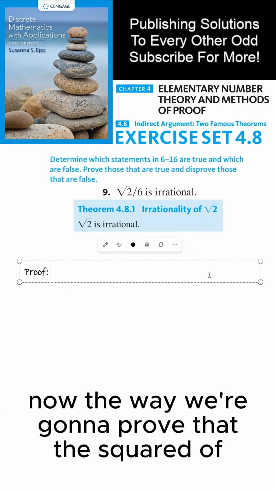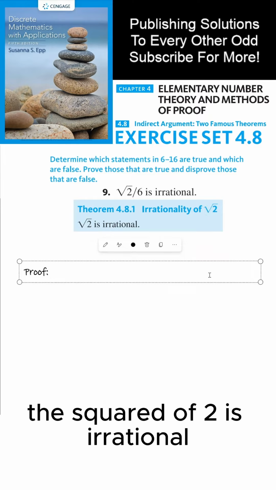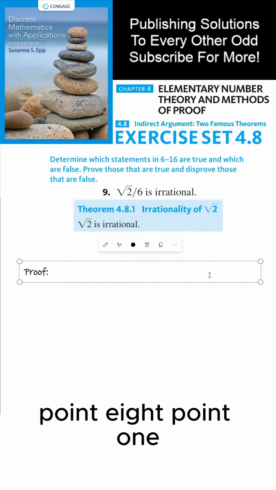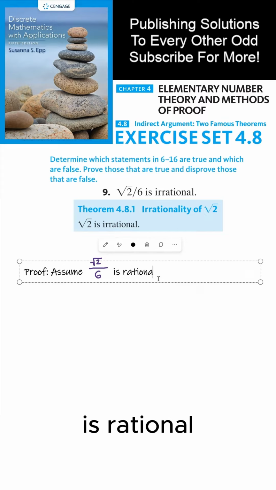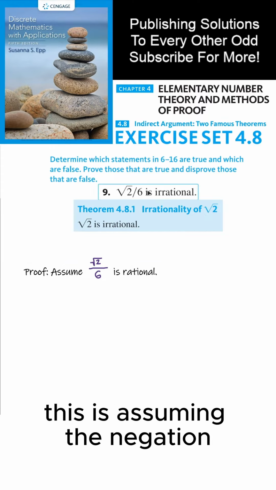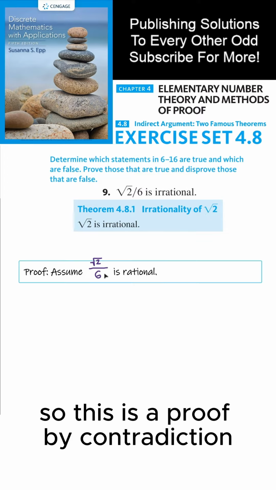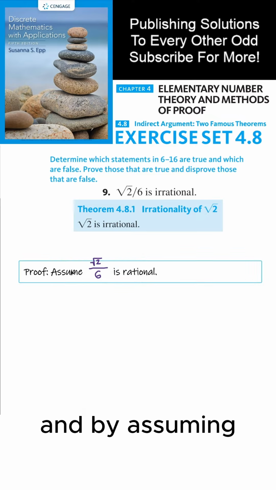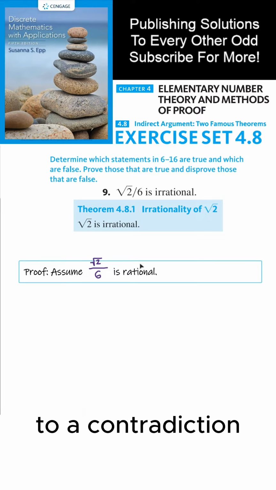The way we're going to prove that the square root of 2 divided by 6 is irrational is very similar to the proof of how the square root of 2 is irrational, which is found in the proof of Theorem 4.8.1. We're going to assume that the square root of 2 divided by 6 is rational. This is assuming the negation of the claim that we're trying to prove. So this is a proof by contradiction. We're assuming the negation, and by assuming a falsehood, we'll eventually follow a logical path to a contradiction.